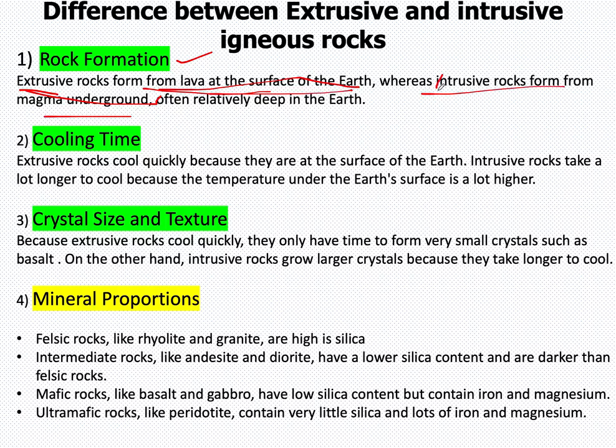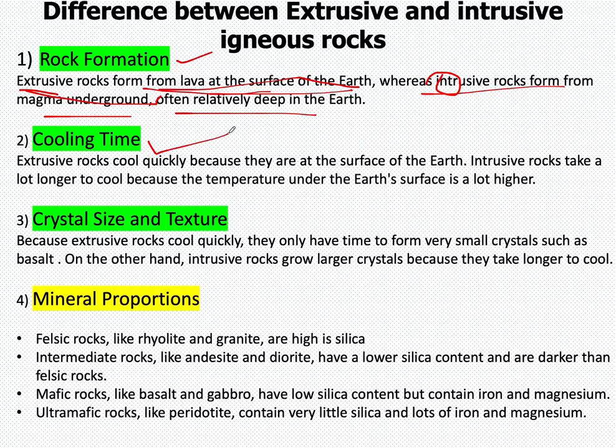The name intrusive suggests an intrusion, and that's how it is formed underground, often relatively deep inside the earth, for example 10 to 12 kilometers. So by the name we can see how the rock is forming. The next thing is cooling time.